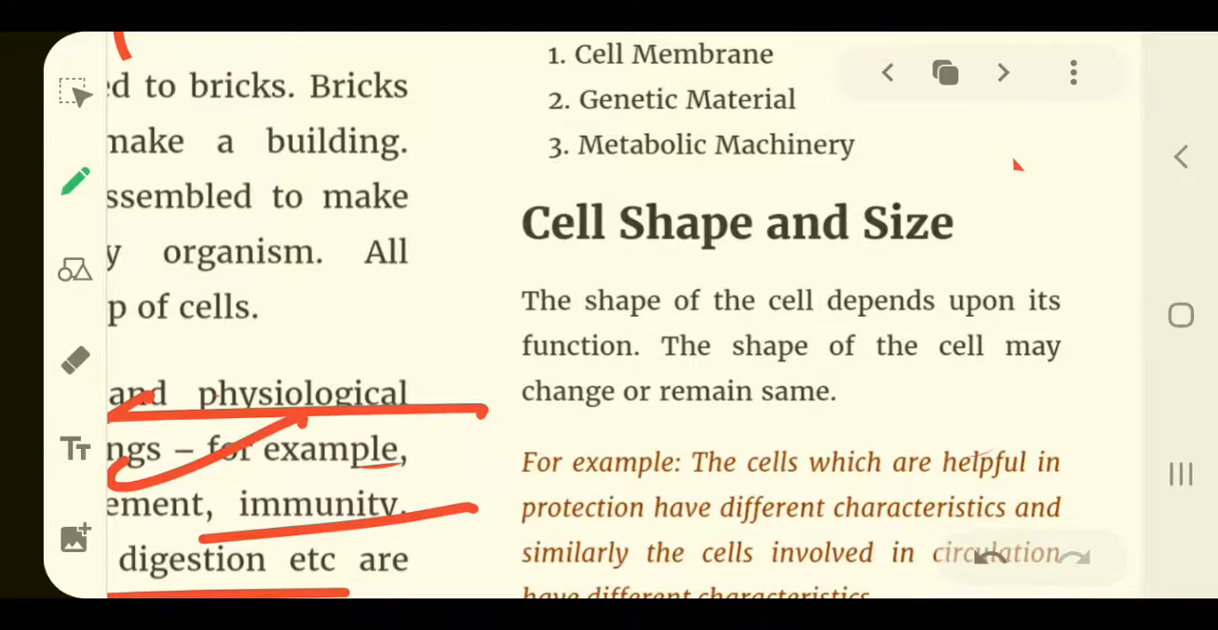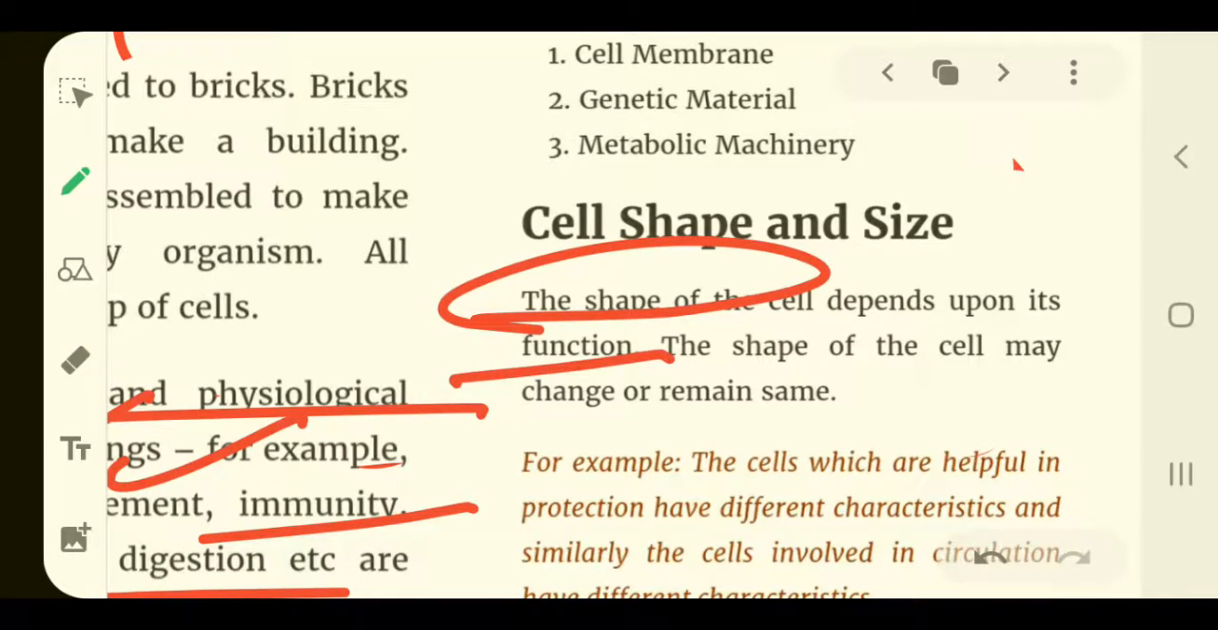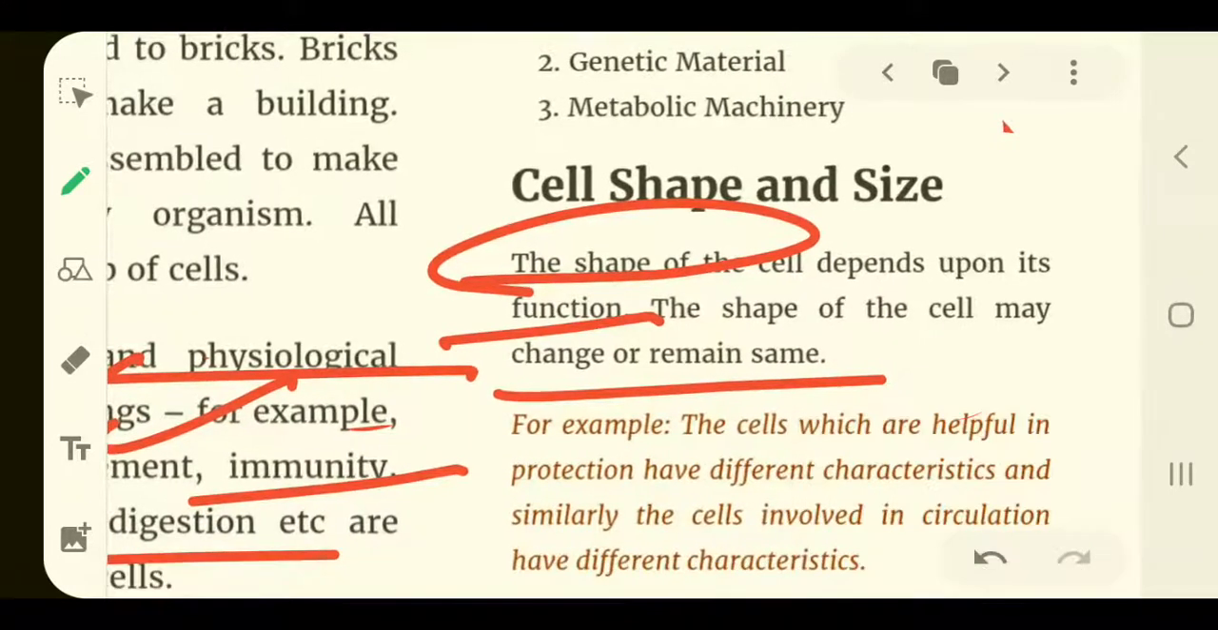Then the shape of the cell depends on the function, and the shape of the cell may change or remain the same. That means there are some cells that keep on changing their shape, while the rest of them do not. Then the cells helpful in protection have different features, and the cells involved in circulation have different features. That means the cells, depending upon their function, have different characteristics.